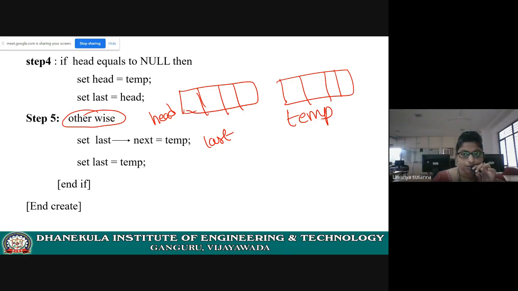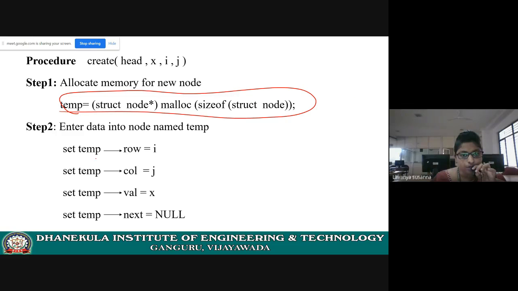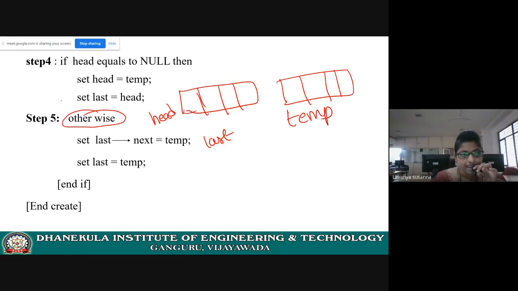Okay, this node name is temp. Again, what you are doing, you are inserting the i value, j value, x value, and null. Okay, think that you have inserted. Next, what will be executed?